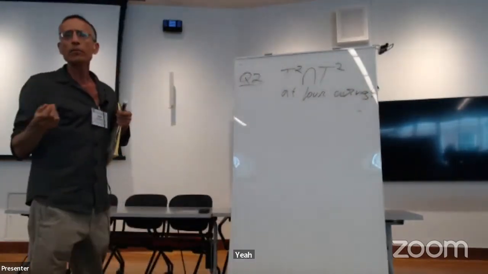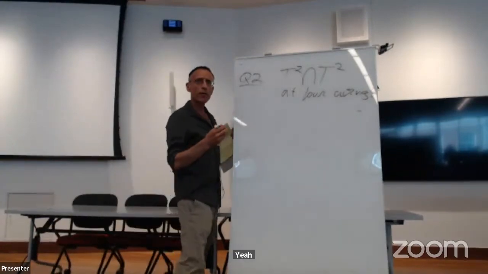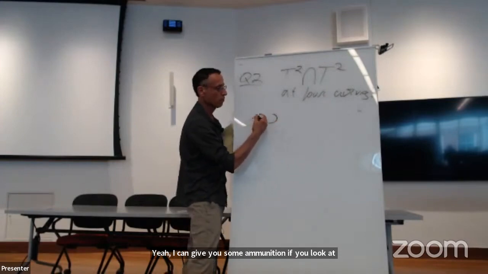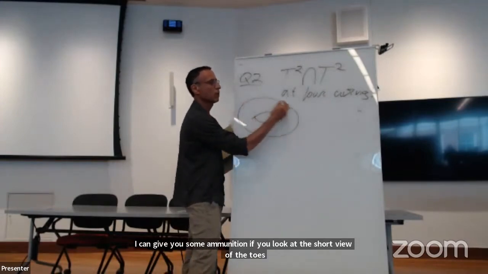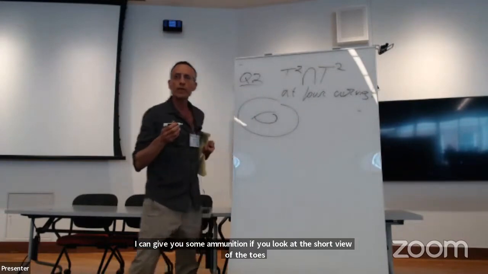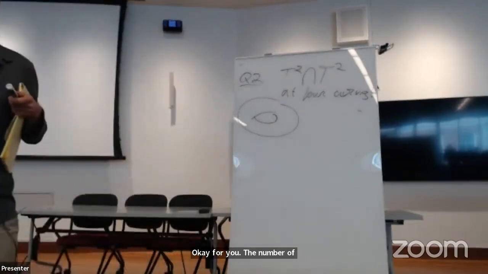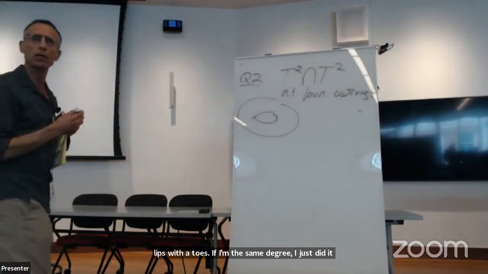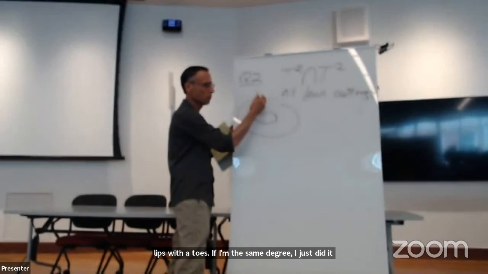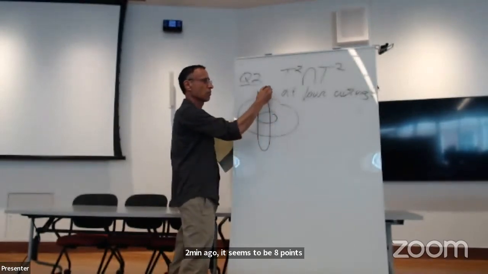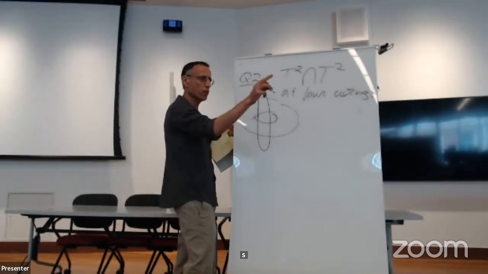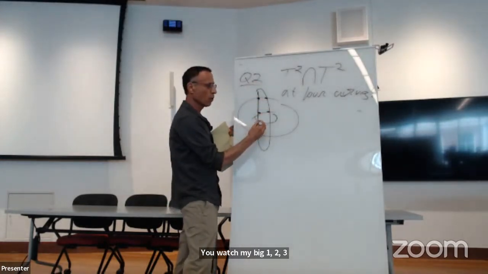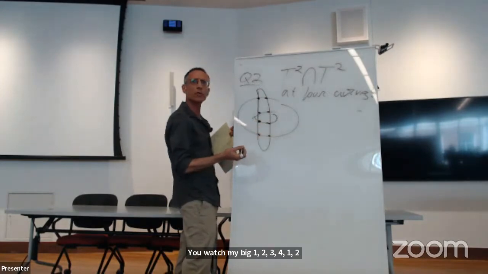I can give you some ammunition. If you look at the top view of a torus, the number of intersection points of an ellipse with the torus, if I understand it correctly, I just did it like 2 minutes ago, it seems to be 8 points. I think I'm correct. Steve, you watch my back. 1, 2, 3, 4. 1, 2, 3, 4. 8 points, okay?